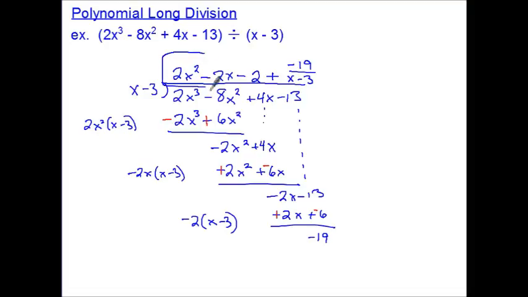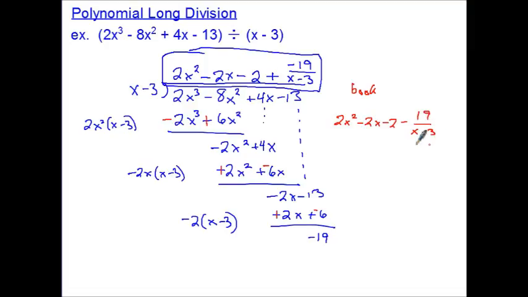The book on occasion, at least, will bring that negative sign down. So what the book will do on occasion is give us a 2x squared minus 2x minus 2, but then they'll bring that negative sign down in front and do this as a subtraction instead. So then it's minus 19 over x minus 3. Now technically those are both correct and mean the same thing. I just think mine fits with the whole mixed number idea better than this does.